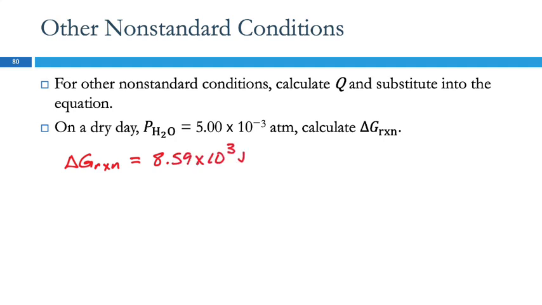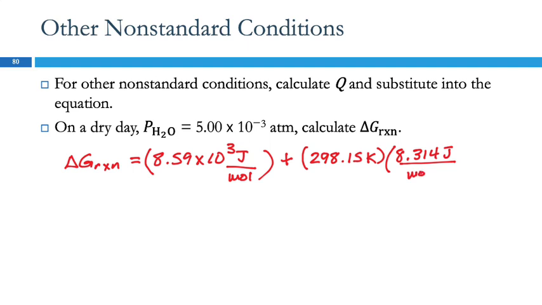Times 10 to the third joules per mole. That's standard delta G plus RT. We're going to assume the same temperature. We got 8.314. I reversed those, sorry. Joules per mole Kelvin. Natural log of 5 times 10 to the minus 3.